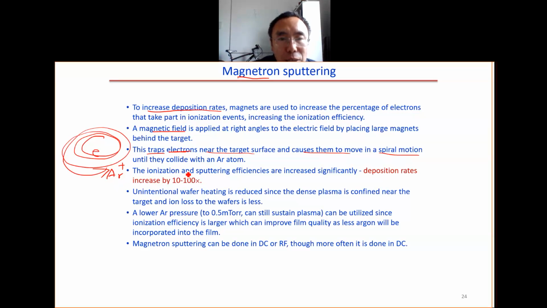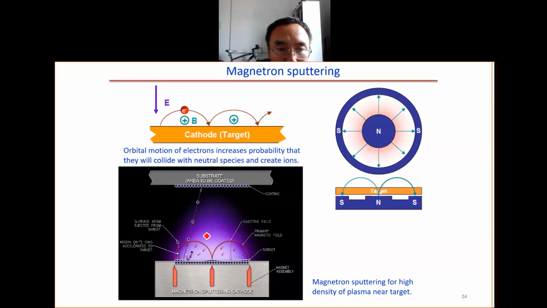As a result, the ionization and the sputtering efficiency is much higher than normal sputtering. The deposition rate will be increased by one or two orders. When the electron moves in a circular way, it's more efficient to ionize the argon. The wafer heating is also reduced because the plasma is confined near the target. You can see here, the plasma is here, but there is no plasma, no glow, near the wafer. So we have no heating to the wafer.